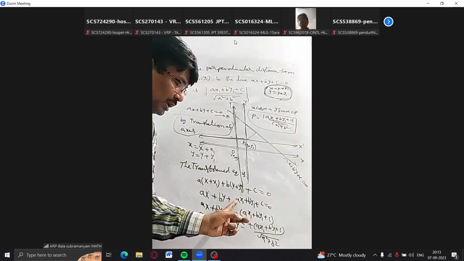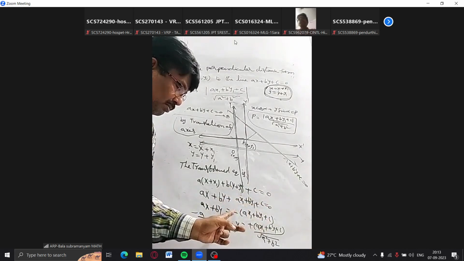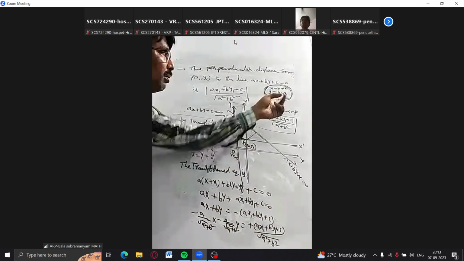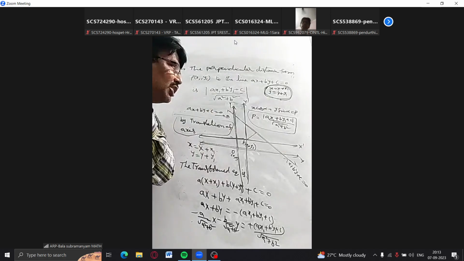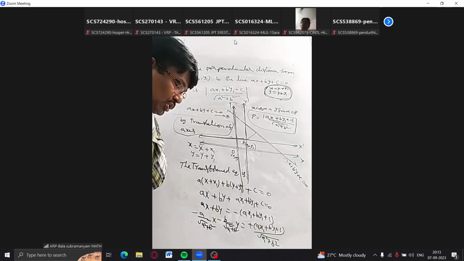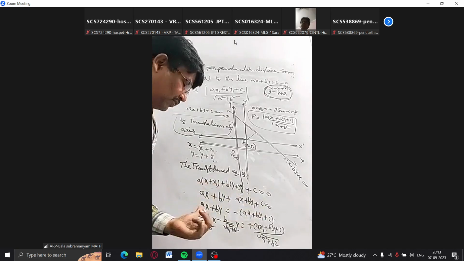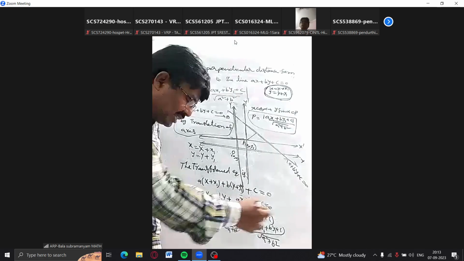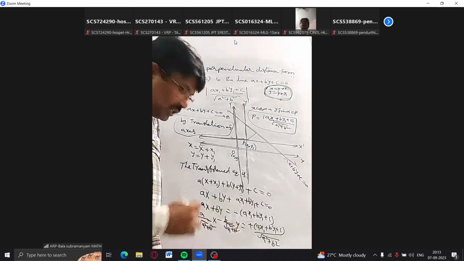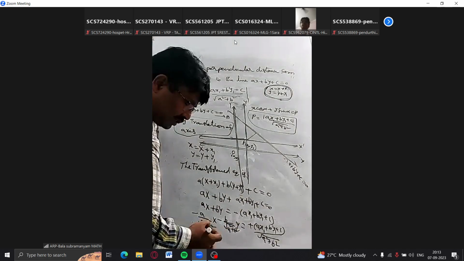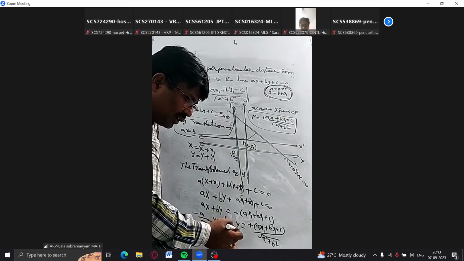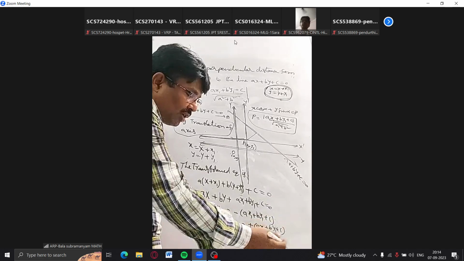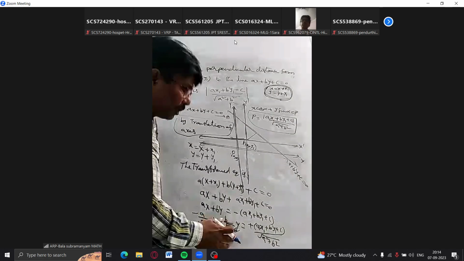First of all, take the constant term to the right side: -(ax1 + by1 + c). In normal form, x cos alpha + y sin alpha = p, and p is always positive. That's why multiply with minus on both sides and divide by root of a square plus b square. So -a/√(a²+b²) X - b/√(a²+b²) Y = (ax1 + by1 + c)/√(a²+b²), which is the normal form.